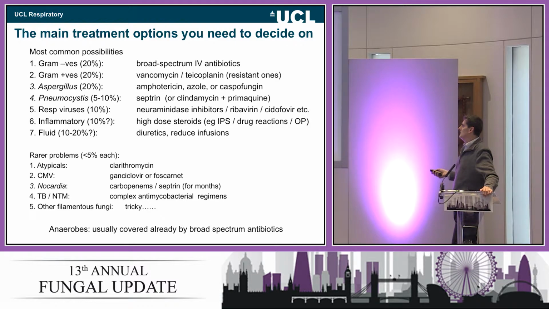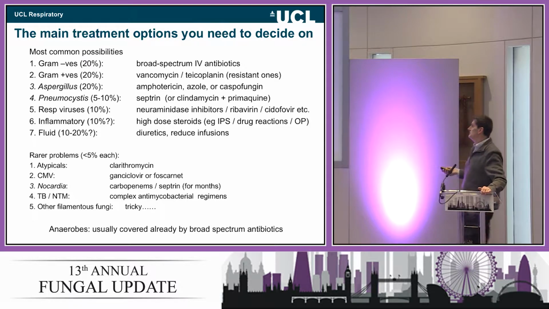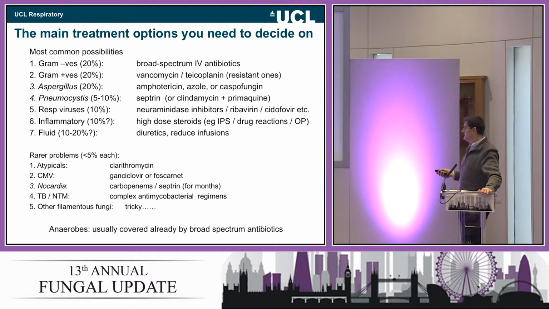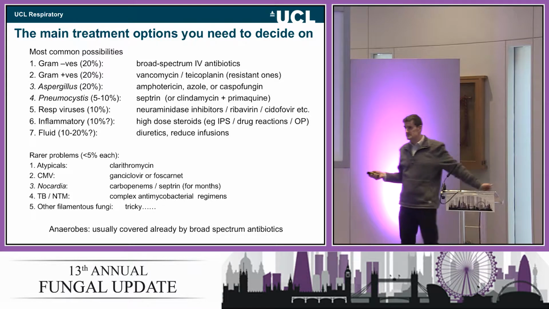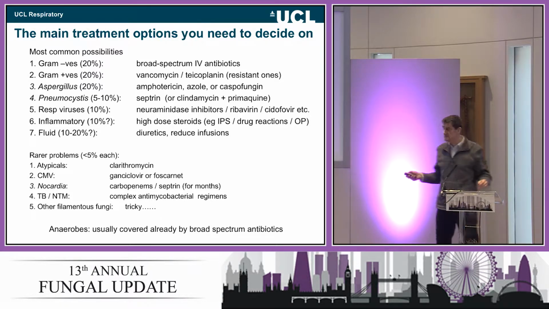Fluid overload is very common. It's also common even when there's another problem going on, so it's a cohabiting problem with a pathogen frequently. And then the rarer problems: atypicals, mycoplasma, pretty rare. CMV, fortunately nowadays, is rare, because of the blood PCR, CMV reactivation is actually identified early and treated before you get to CMV pneumonitis in most patients. Nocardia, TB, they're relatively rare, but they do cause problems. We've had at least 3 cases of TB over the past year and a half. And the other filamentous fungi, the mucors, the scedosporiums, they are nasty things, and they're very hard to pick up.